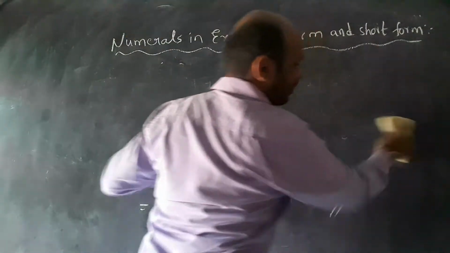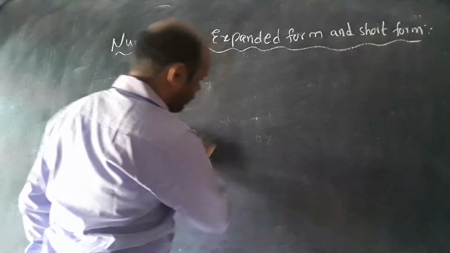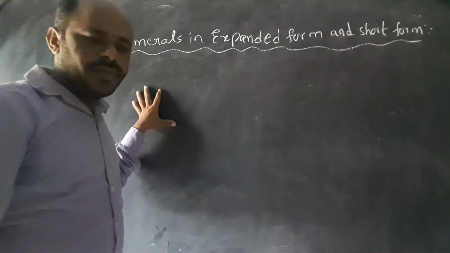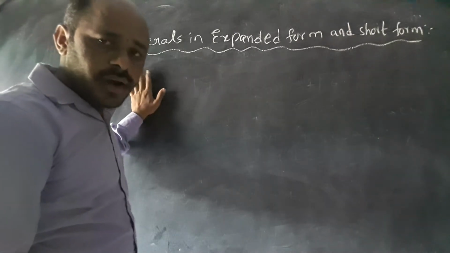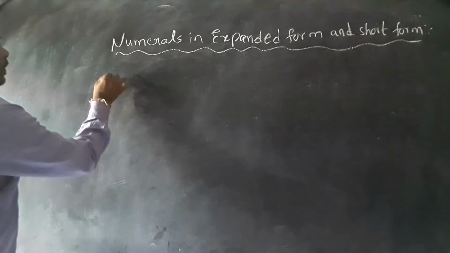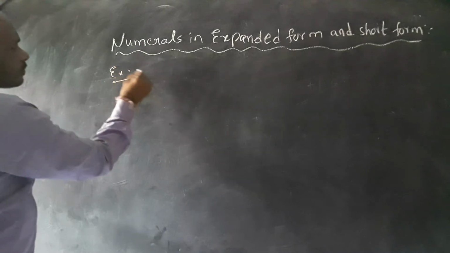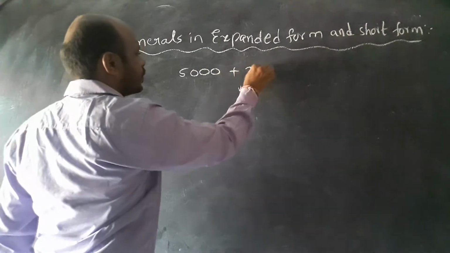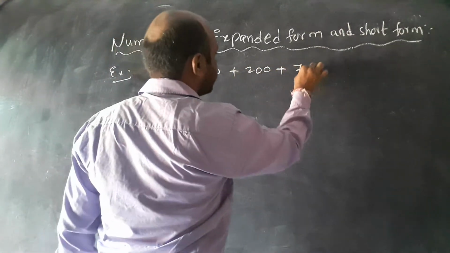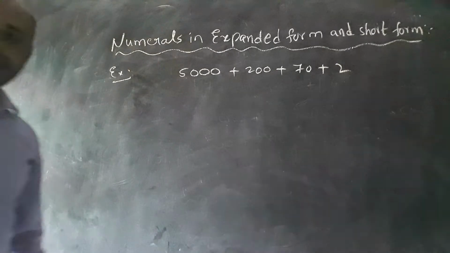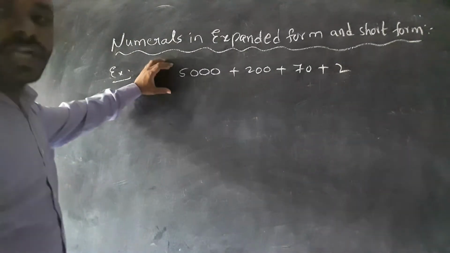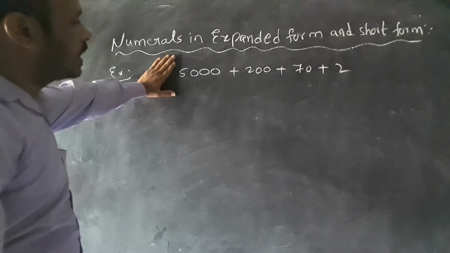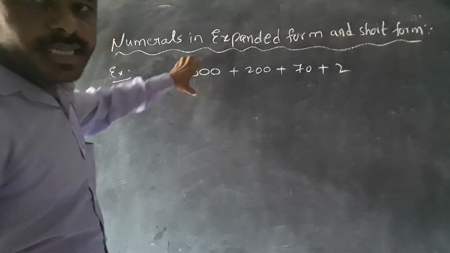See, for example, if the expanded form is given, we have to write the short form. See, expanded form, example: 5000 plus 200 plus 70 plus 2. This is the expanded form that was given. Now we have to write it in the short form.